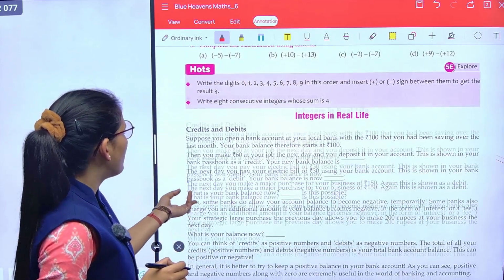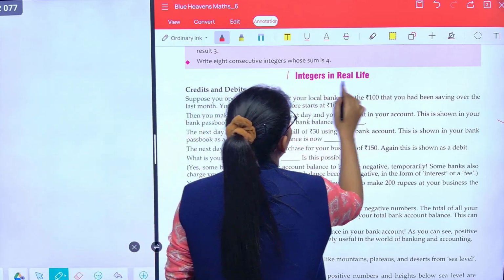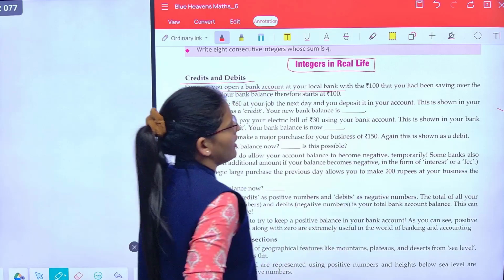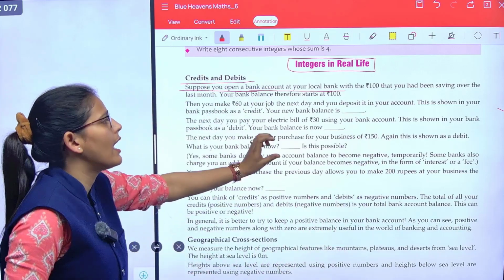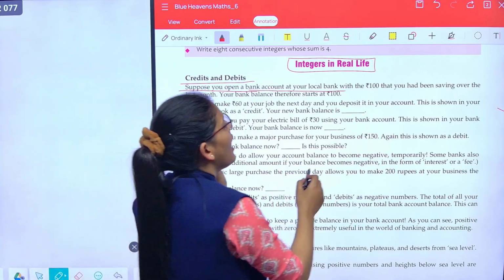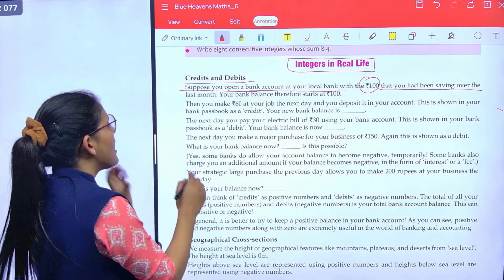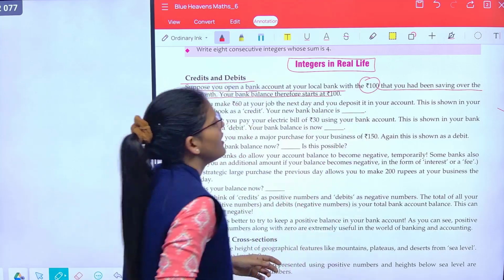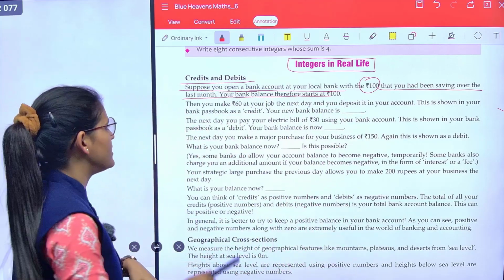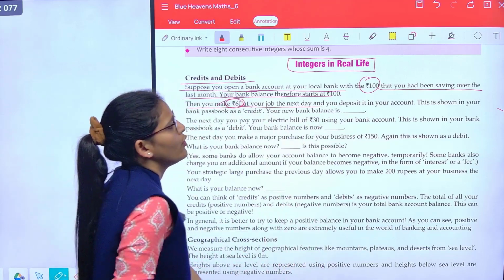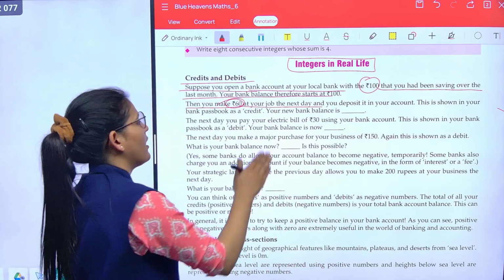Now class, come on, integers in real life. Now suppose you open a bank account at your local bank. Class, आपने एक बैंक अकाउंट ओपन कराया है at your local bank with the 100 rupees that you had been saving over the last month. Your bank balance there starts at 100 rupees. Then you make 60 at your job the next day and you deposit it in your bank account again.